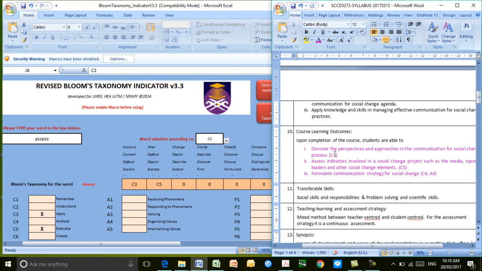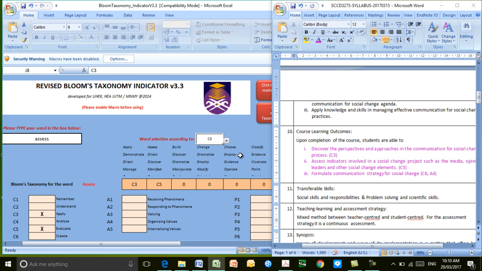So if you are not very sure which verb is the best to use to construct your course learning outcome, simply go to here. Let's say that you want to look into the cognitive domain which is more intermediate, level C3 and C4. So you just click C3.